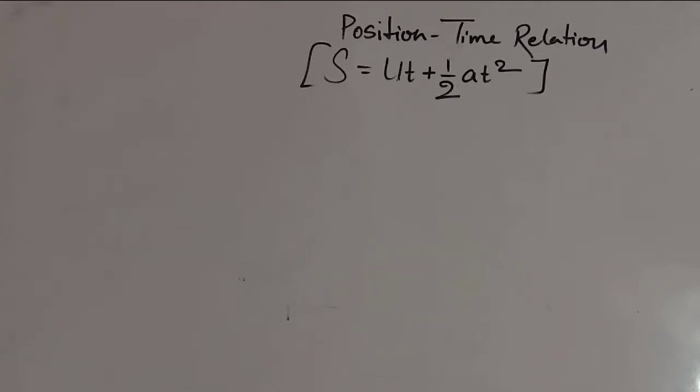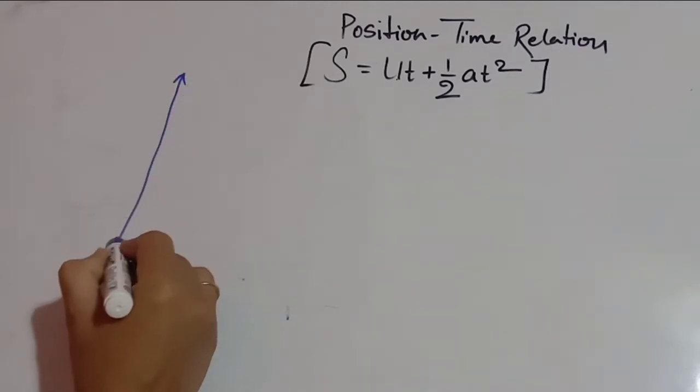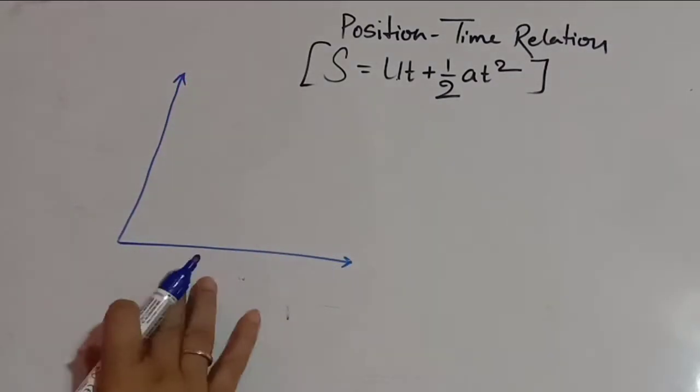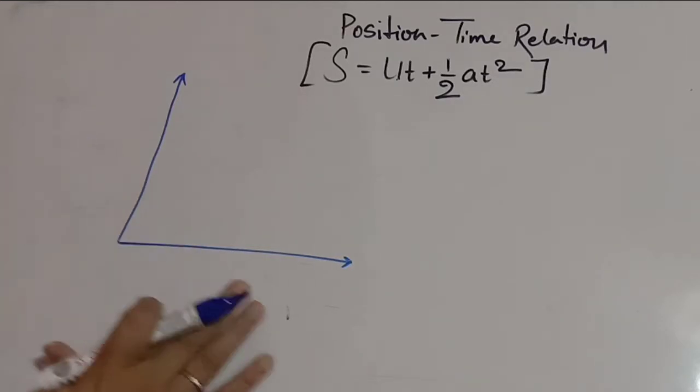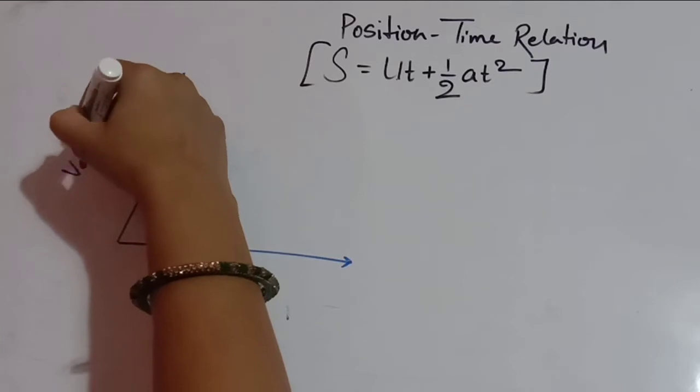Let's understand how to derive the position-time relation s = ut + ½at² by the graphical method using a velocity-time graph. From the beginning, children, first draw the graph. Draw two axes, the x-axis and the y-axis. This is our x-axis, this one is the y-axis. On the x-axis we represent time, on the y-axis we represent velocity.